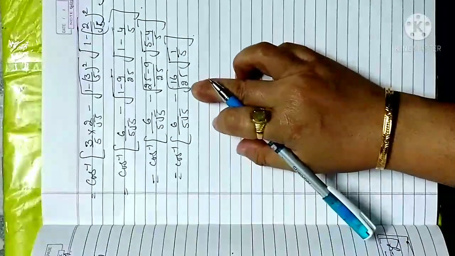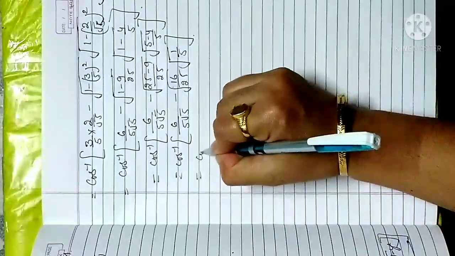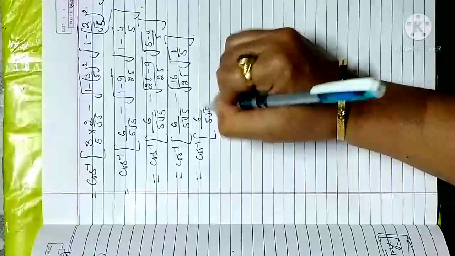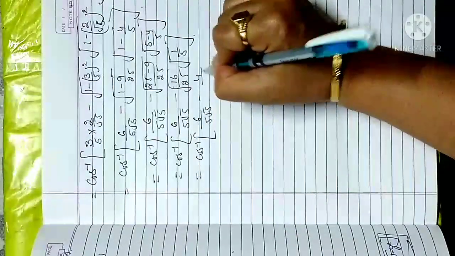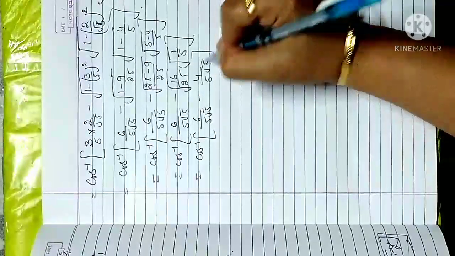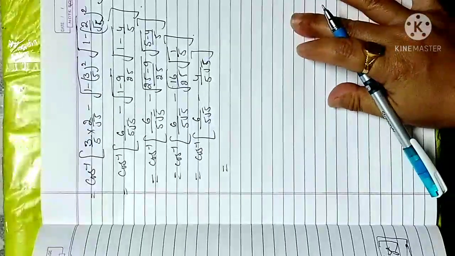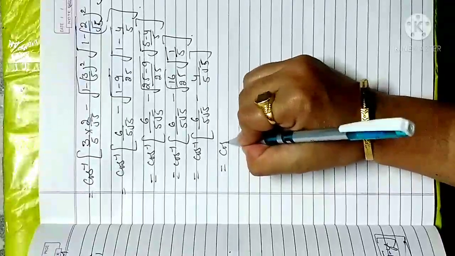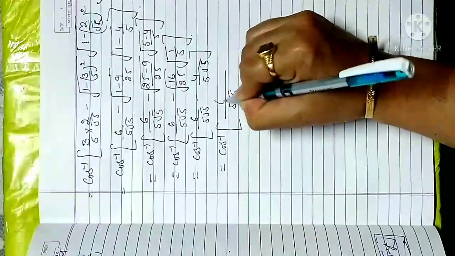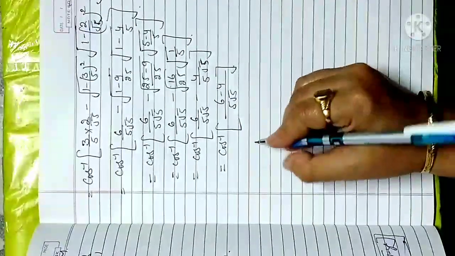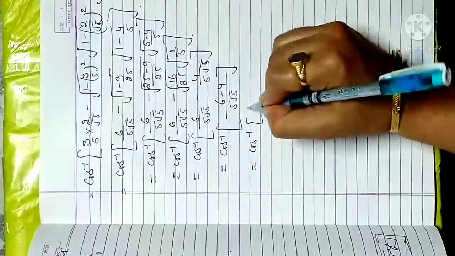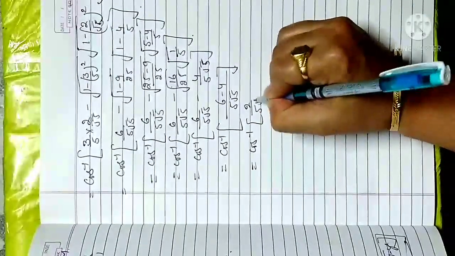Okay, so I will cancel the square root here, so that gives me 6 by 5 root 5 minus 4 by 5 root 5. Now here the denominator is the same, so I will go further. I will take the LCM. So that is 5 root 5 and 6 minus 4. So that gives me cos inverse 2 by 5 root 5.